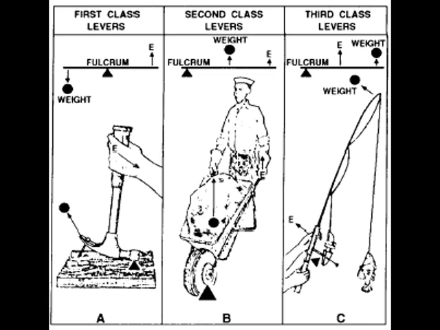An example of a class 2 lever is a nutcracker. The effort is where you hold the handle, and the middle is where you crack the nut, which is the resistance, and the pivot point at the end of the nutcracker is the fulcrum.